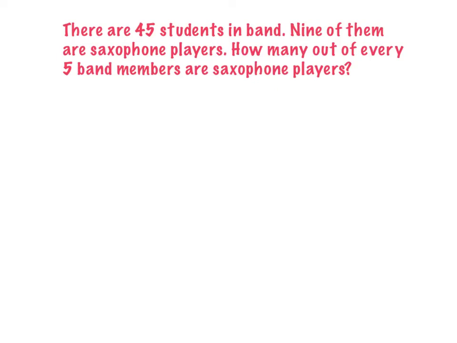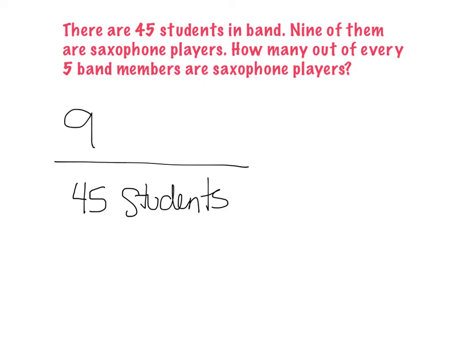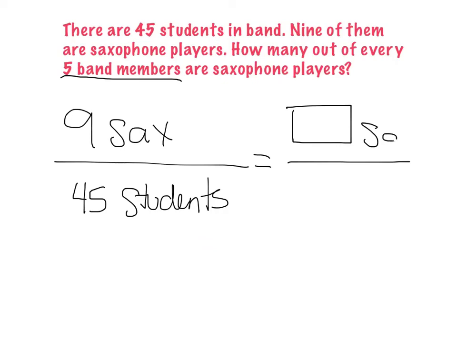So what we know is that there are 45 band members. And I'll just write 45 students. That's my whole. And 9 of those are saxophone players. So what I need to figure out is, what is the next part of what I know? It says how many out of every 5 band members are saxophone players. So my unknown is how many saxophones I have. So I'm going to put a box in there, and I'm going to label that with saxophone players. And then I'm going to put my total on the bottom. So my ratio is something out of 5.